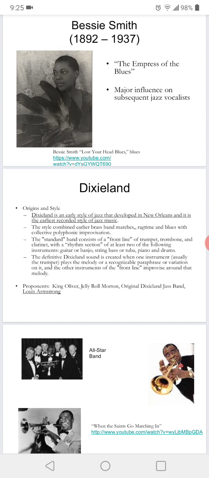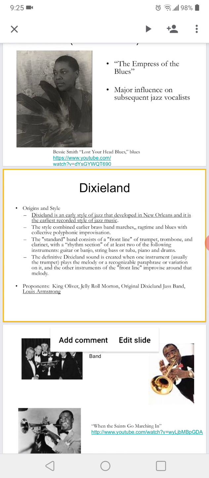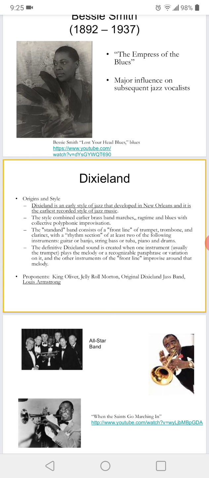Dixieland developed in New Orleans, and it's important because it's one of the earliest recorded styles of jazz music. Now, recording is very important for music, especially for jazz, because it allowed the diffusion of jazz songs and blues songs more easily, because when you have a radio and you have recording, then that's very important.